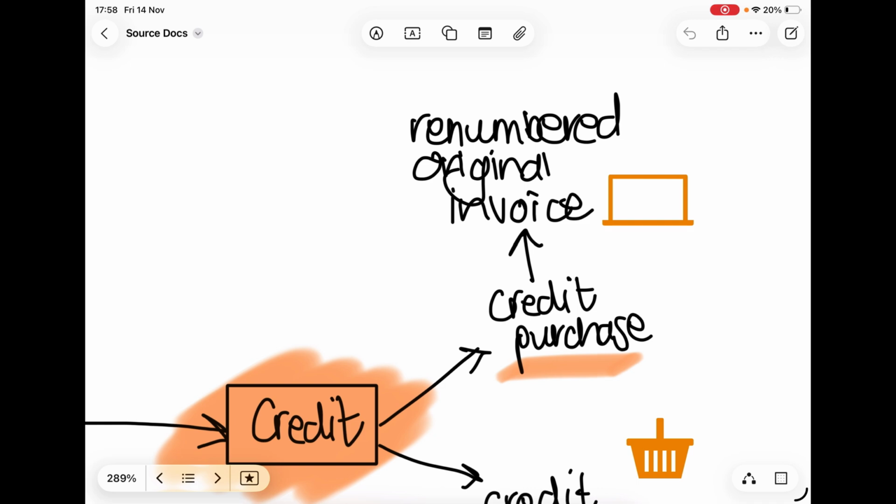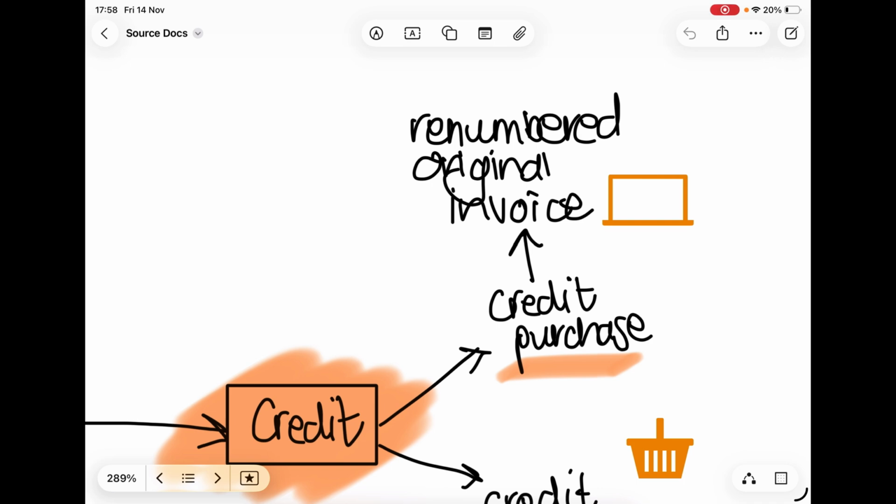Then we talk about credit purchases and credit sales. A credit purchase is when we as the business are going to go and buy something on credit. For example, here's a little icon of a laptop. When we buy something on credit, we're going to receive an invoice from the supplier, and the supplier will have numbered it in their specific numbering. We are going to renumber that invoice and put it into our own accounting records. Do take note here that we are keeping the original invoice because we are the customer in this case.